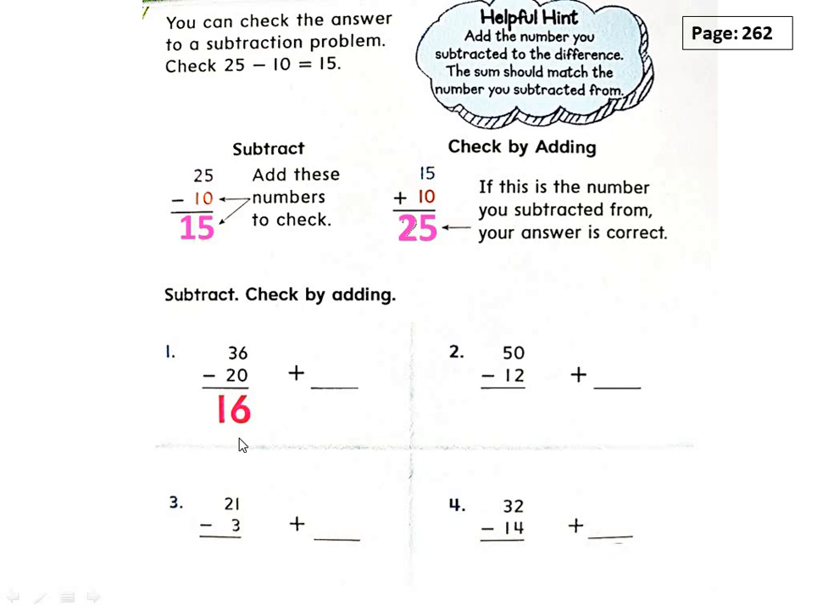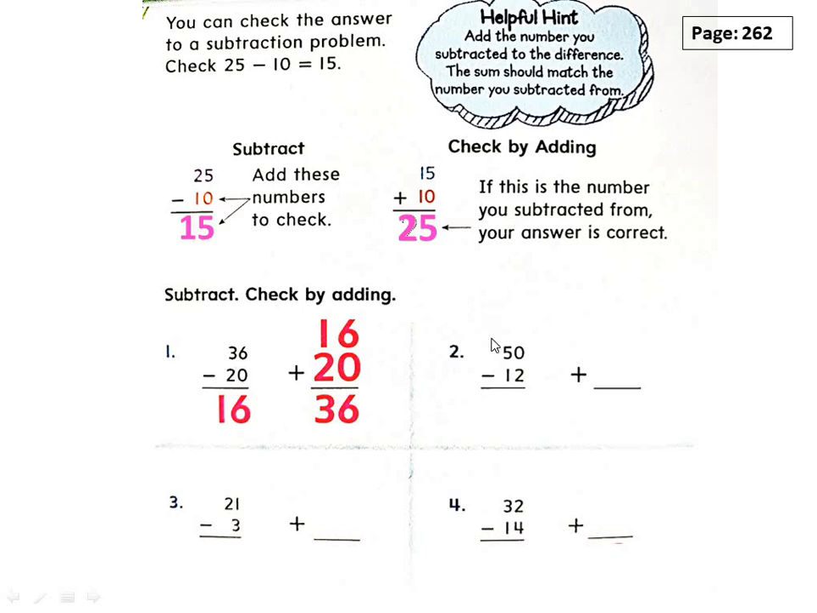So the difference is 16. Now how can we check, grade 2? We can use adding. We have to add these two smallest numbers. We have to add the parts to get the whole. So 16 plus 20 equals 36. 6 plus 0 equals 6 and 1 plus 2 equals 3. We get the same number here. So our answer is correct.